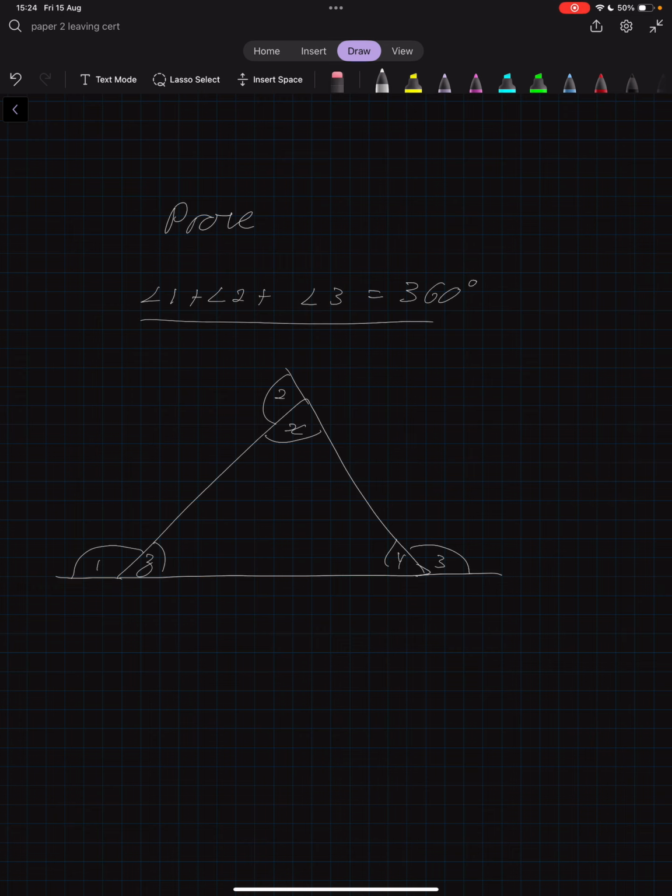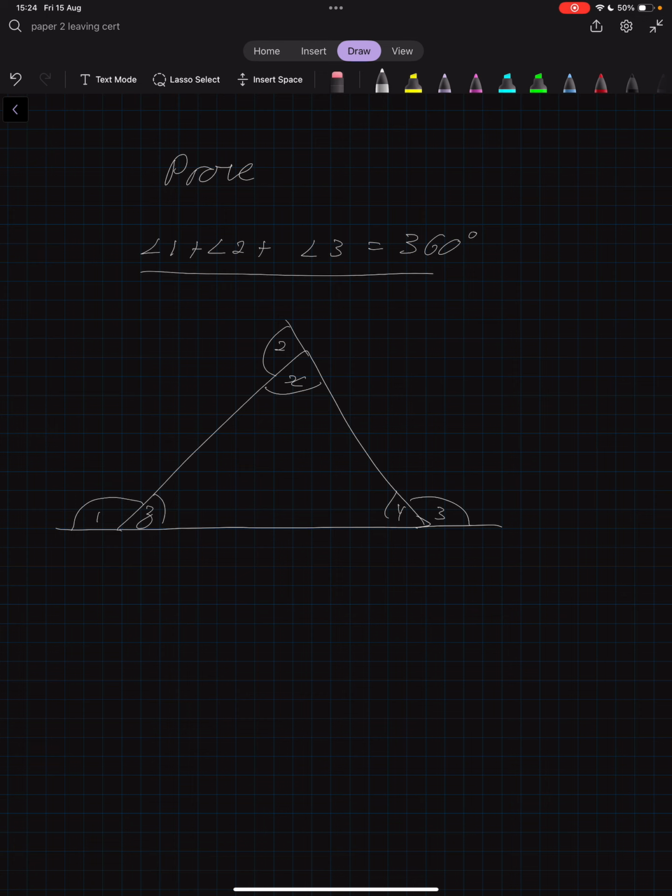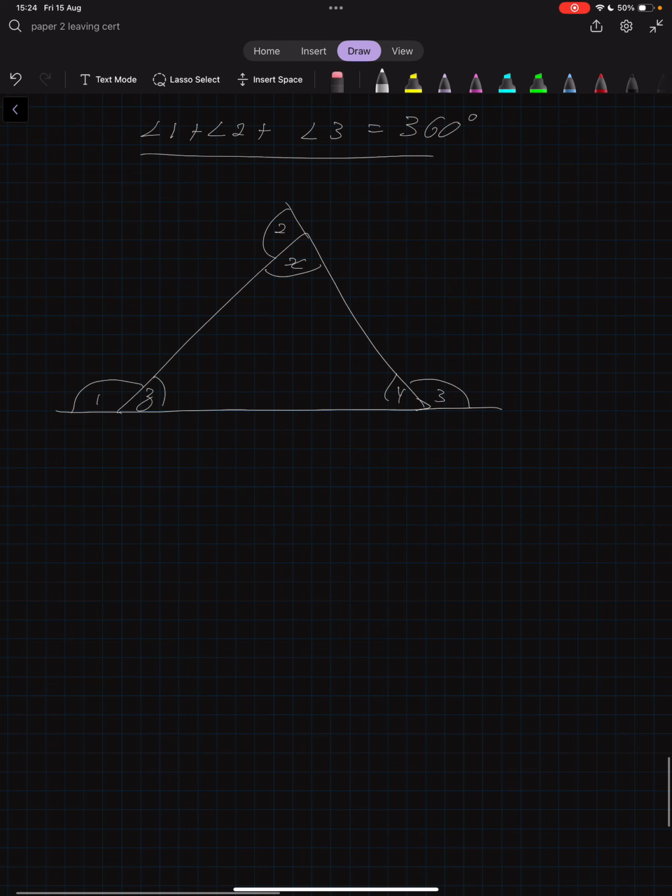Okay? So now what I'm going to do is, you basically say, well, I know the exterior angle has to be equal to the interior angles. So angle 1 has to be equal to angle X plus angle Y. Angle 2 has to be equal to its interior angles, which is angle Z plus angle Y. And angle 3 has to be equal to angle Z plus angle X.